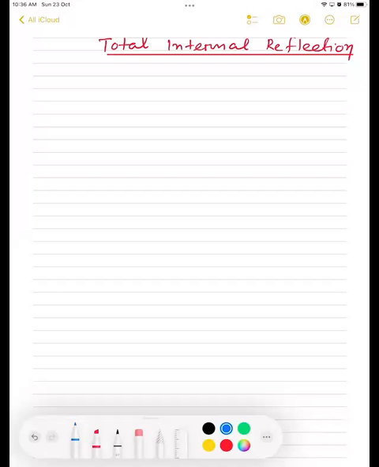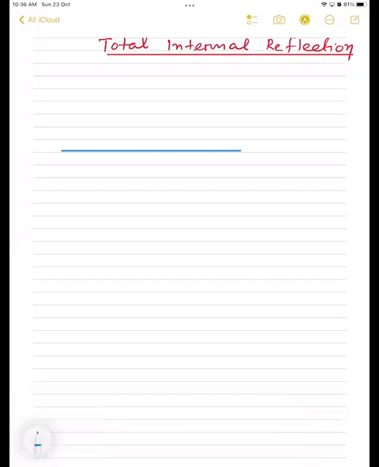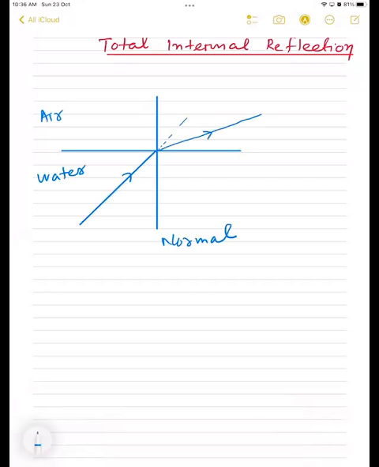Students, when light rays go from denser to rarer, what happens? It bends away from the normal, right? Let this be water and this be air. Probably this is the normal, correct? Let the light ray be incident in this direction. So it is supposed to go straight, but it will go away from the normal, correct or not? Yes, sir. And r is greater than i here, the angle of refraction is greater than the angle of incidence.